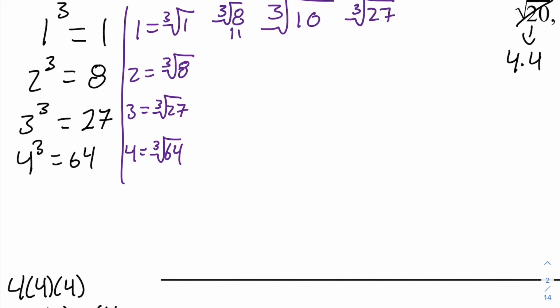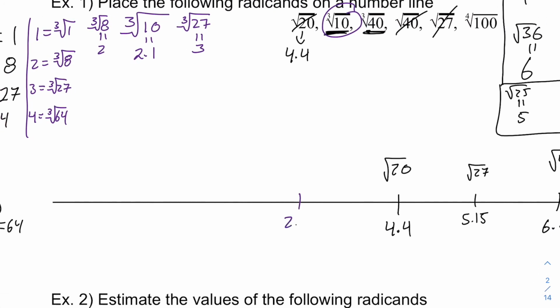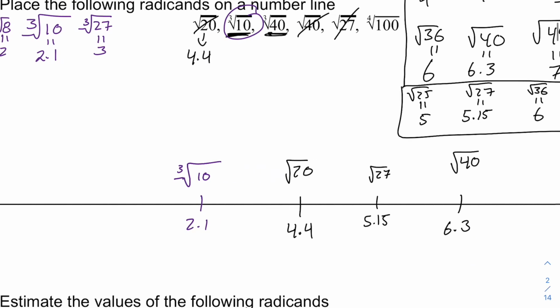Cube root of 8 is equal to 2. Cube root of 27 is equal to 3. Now look at how much closer 10 is to 8 than 27 is to 10. So this is literally going to be roughly, I'm going to say 2.1. So very, very close to 2. So if I want to put this on my number line, 2.1, so that's roughly where cube root of 10 is. Okay.